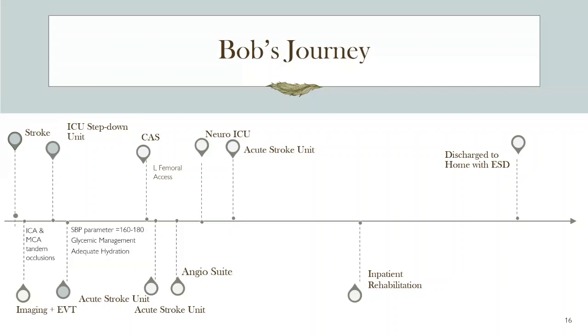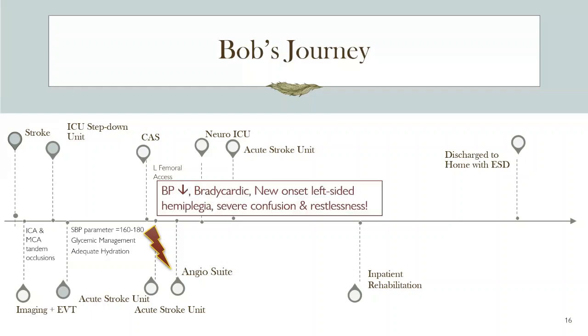suite. However, once he got back to the acute stroke unit, approximately 6 hours after his intervention, his blood pressure dropped, he became bradycardic, he had new onset of left-sided hemiplegia with severe confusion and restlessness. So the nurses notified the stroke team right away. He went for a stat CT CTA, which demonstrated that his stent had completely reoccluded and thrombosed. He returned to the IR suite for replacement of the stent, and then he was stabilized and transferred to the neuro ICU for another 3 days.